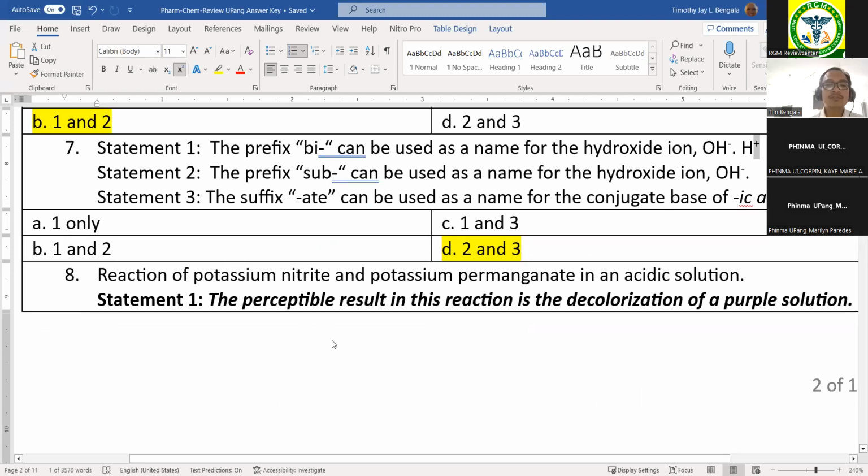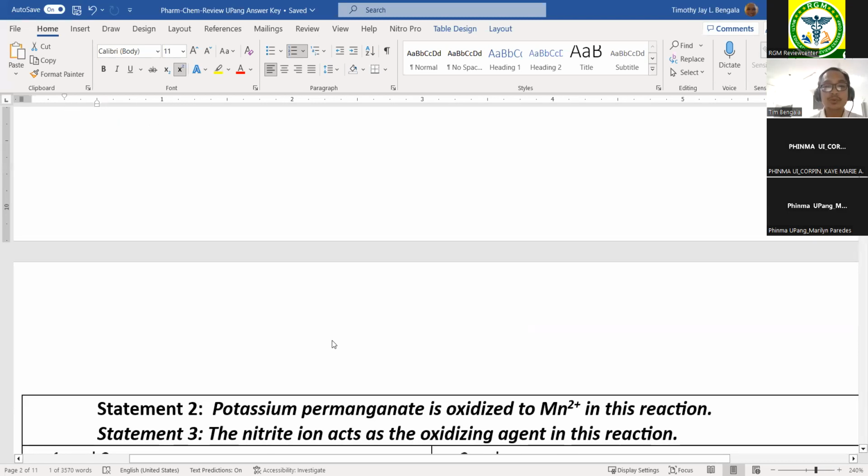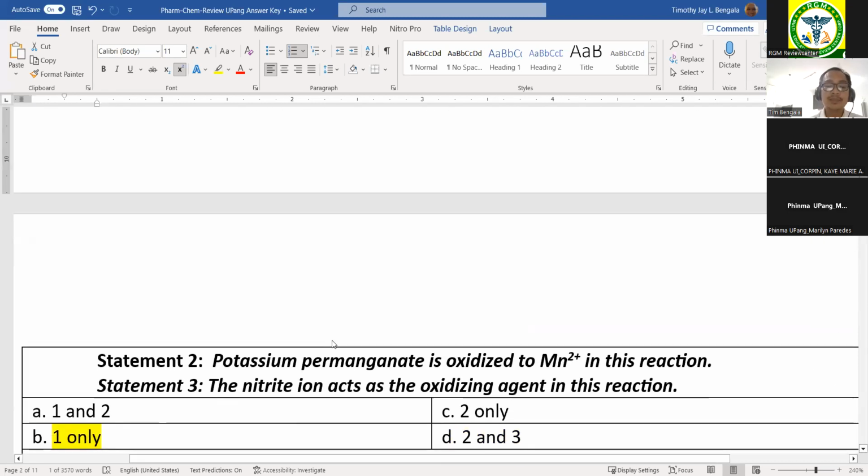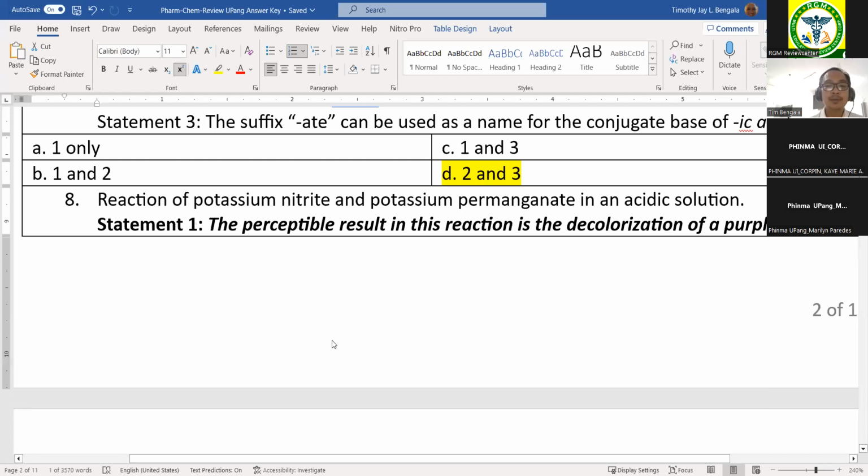Next, the reaction of potassium nitrite and potassium permanganate in an acidic solution. So we're only looking, no, at the results. Wala naman tayong binabalance sa reaction. Number 1, the perceptible result in this reaction is the decolorization of a purple solution.